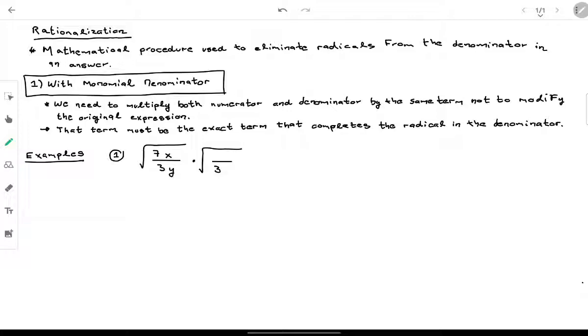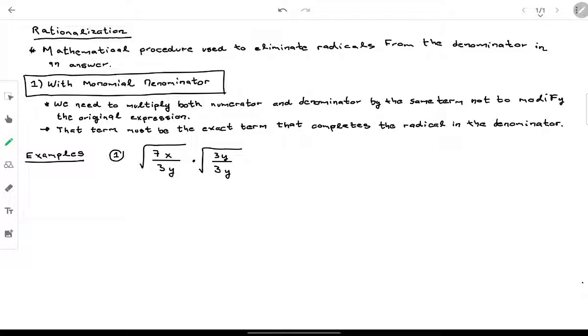And in the case of the letter y, it's very similar. We also need another y. Why do we need another y? Because in this case, y multiplied by y will be y squared. It will go out from the root, and everything will go out of the root on the denominator part. Remember, the same term that I multiply the denominator by, I need to multiply the numerator by that exact term.